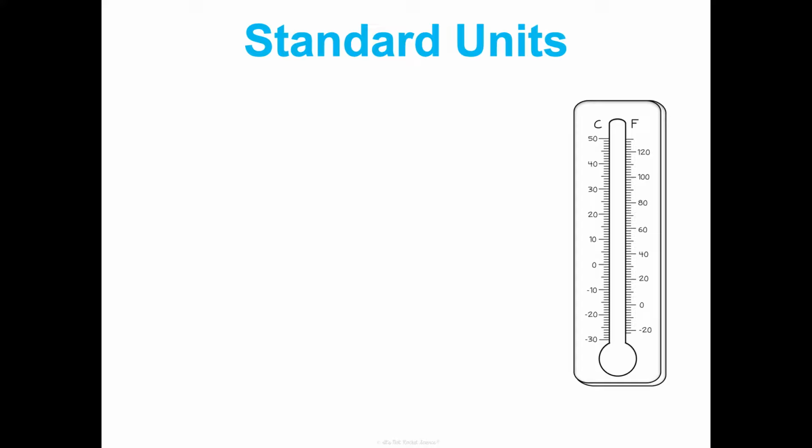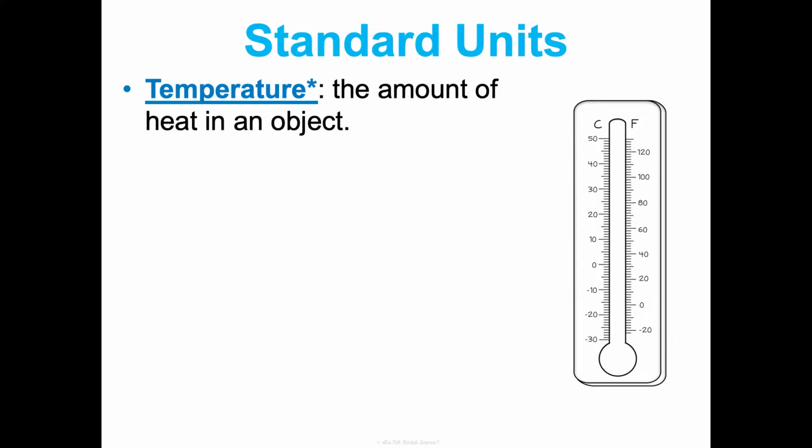Last one I want to introduce with you here is temperature. And temperature, a simplified definition, is the amount of heat in an object. And we'll have a more precise definition later on in the year. But for now, just consider it the amount of heat in an object. And the SI unit for temperature is the Kelvin, which is a big K.